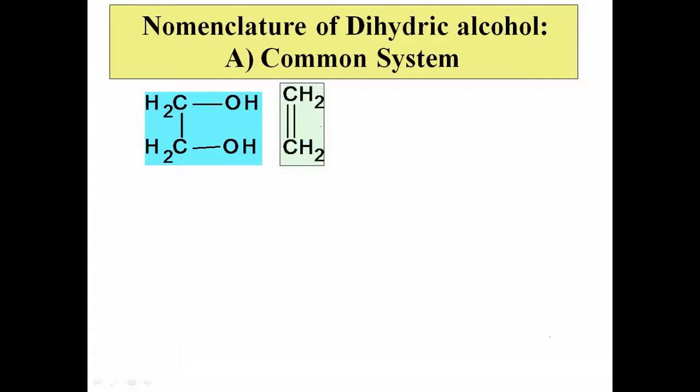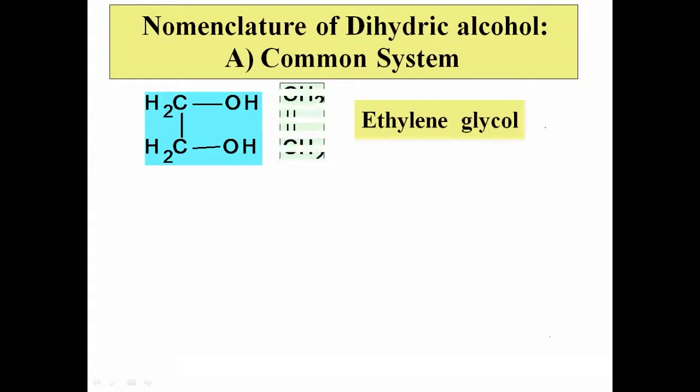What is the common name? Ethylene. In the common system, if two OH groups are present on the adjacent carbon, then the name of the dihydric alcohol is obtained from the name of the parent alkene, followed by the word glycol. Ethylene glycol, this is the name.